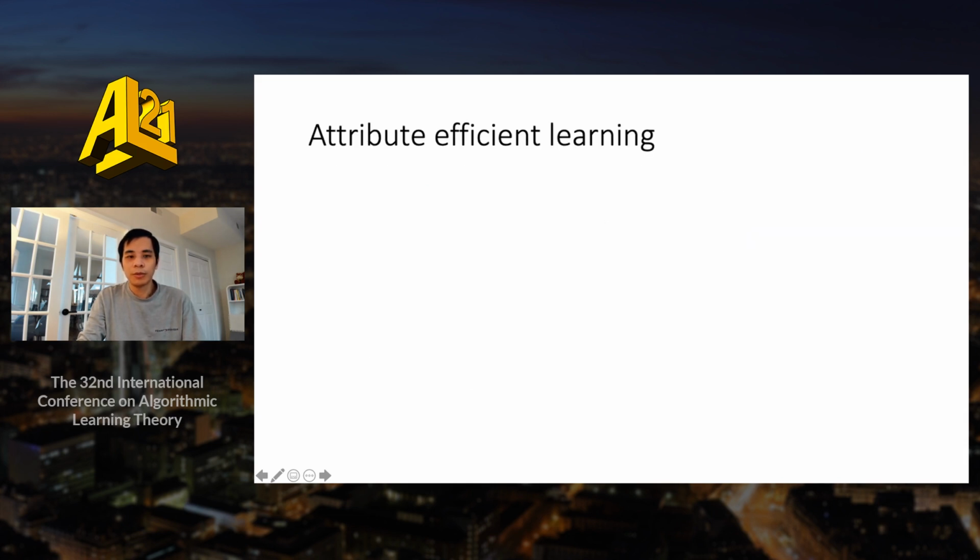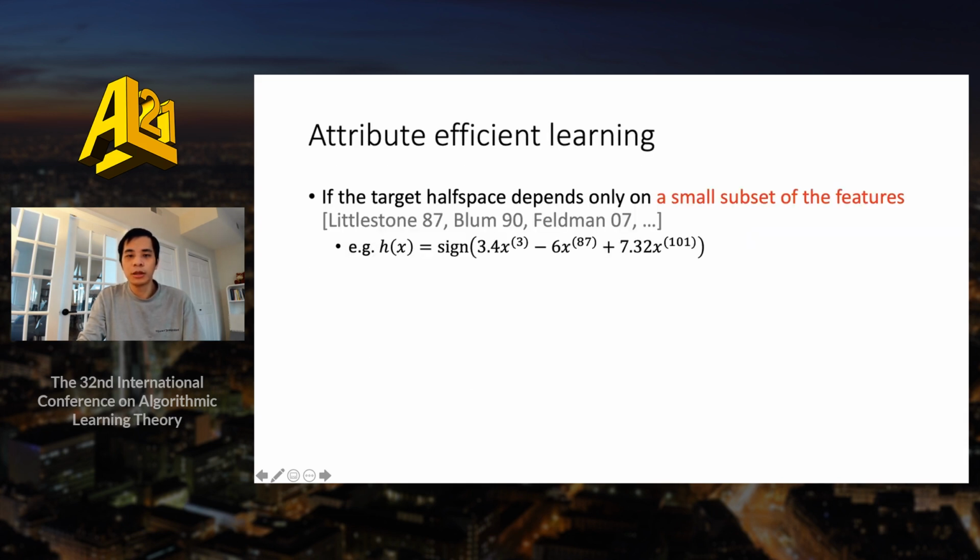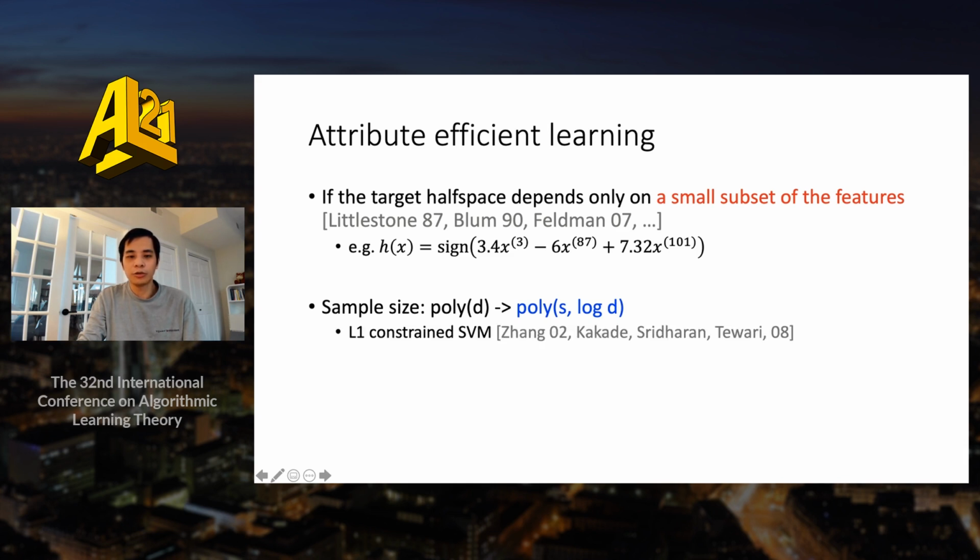In this paper, we consider attribute efficient learning, which means if the target half-space depends on only a small set of features, for example 3 features, then we would hope that the sample size can be reduced to polynomial in s and the log of d. And this is essentially possible. We just need to add an L1 norm constraint to SVM. But again, the condition is that the data is noise-free.